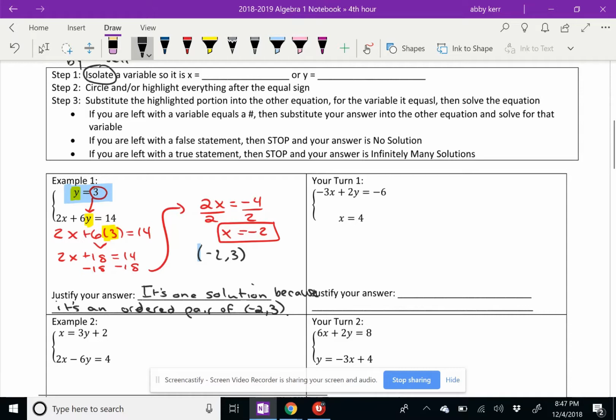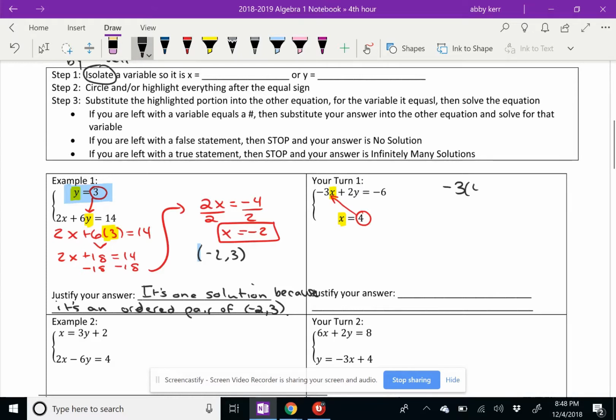Now, notice for your turn, it's not necessarily y always. Y is the most common, but x can be isolated as well. Notice that x is on the left of the equal sign. There's nothing with it, no number, no other term, and it equals 4. So what I recommend doing is going to the first equation and highlighting the x. One of the most common errors I see, one of the most common mistakes, students substitute into the wrong letter or the wrong variable. So then this 4 is going to replace the x.